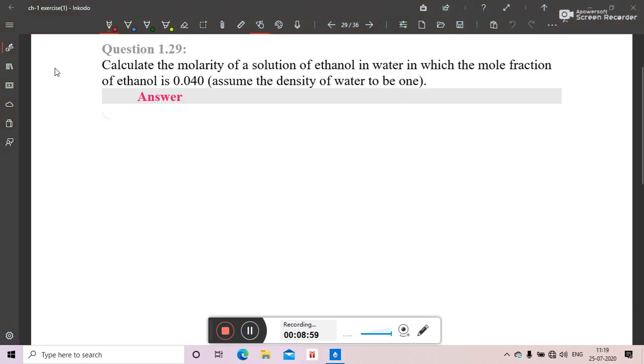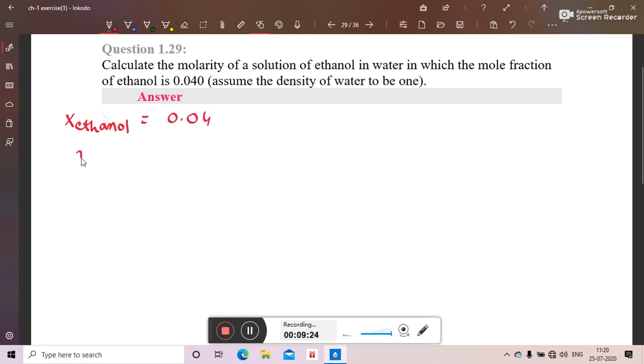Now question number 29 is, calculate the molarity of a solution of ethanol in water in which the mole fraction of ethanol is 0.04. Assume the density of water to be 1. So here we will see that we have to find out molarity. Now mole fraction of ethanol is given. So mole fraction of ethanol is equal to 0.04.